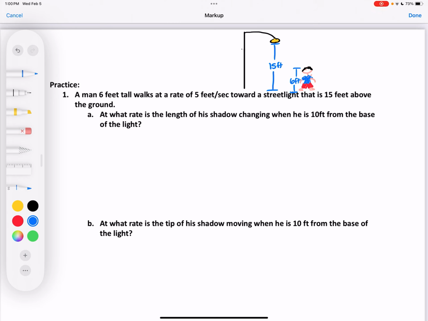So at what rate is the length of his shadow changing when he's 10 feet from the base of the light? So his shadow is over here. So I use a little S for shadow.